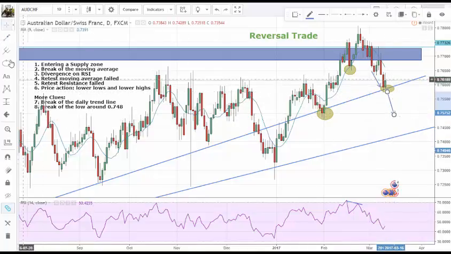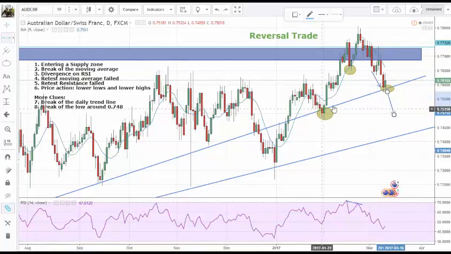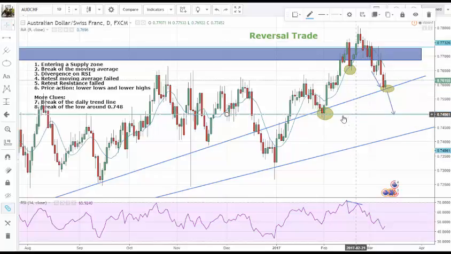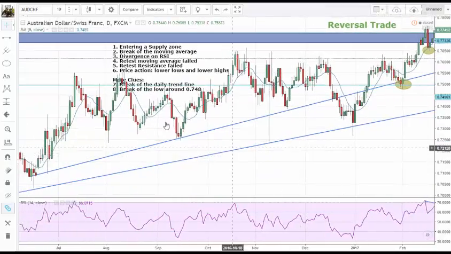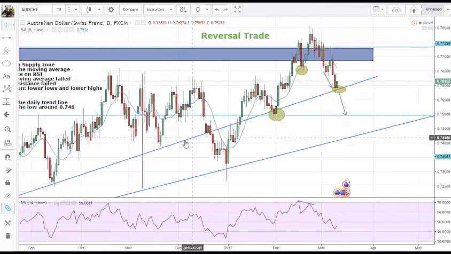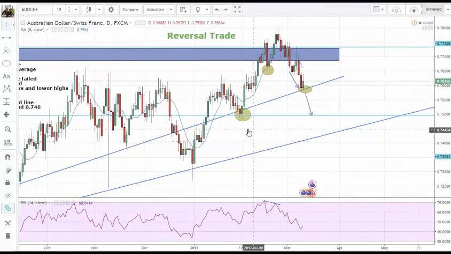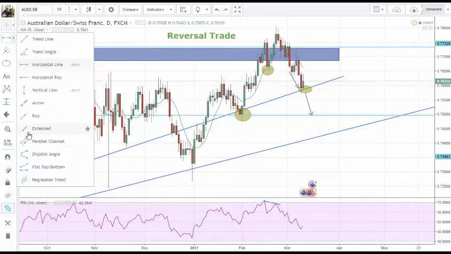Then we have this support, so let's draw that in. That needs to be broken. It was resistance over here, it was support over here. When we go back, we saw that this price level was actually level. Price struggled a lot, so the 8th clue is that we need a break of this one.